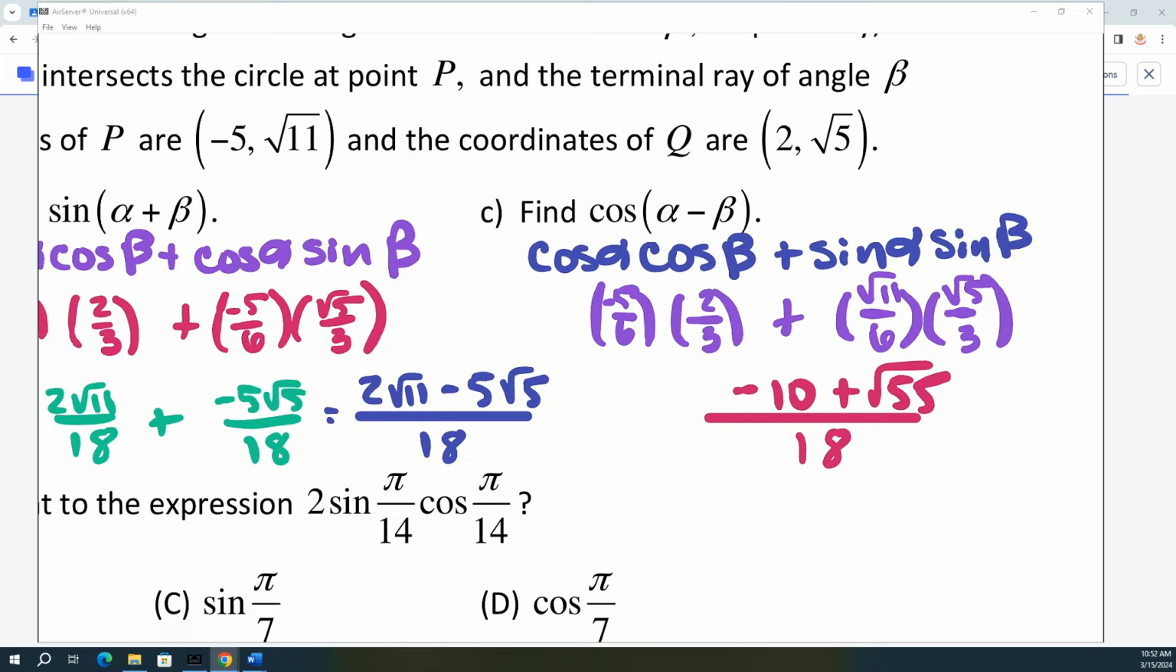All right. You guys think I can reduce this? No, I know you want to, but you can't. There would have to be something in front of that square root that all three would reduce by. There's a 1 there. Nothing's going to reduce 1.